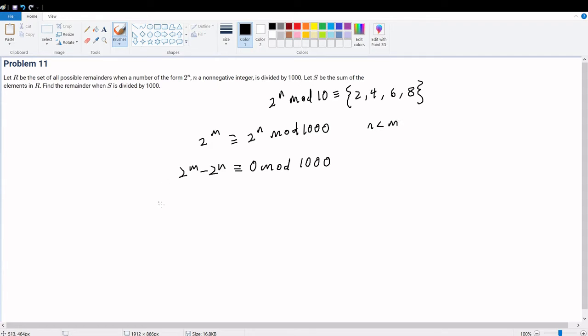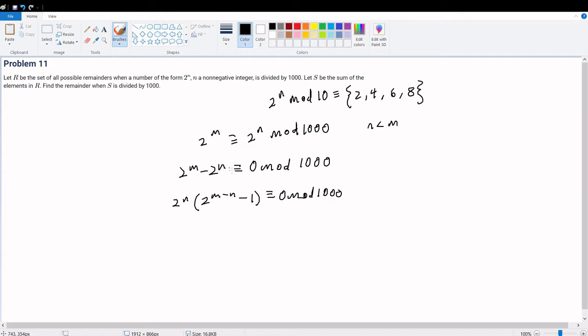is factor a 2 to the n from this expression. So this would be 2 to the n times the quantity 2 to the m minus n minus 1, which is congruent to 0 mod 1,000. And we can do this because we've assumed that n is less than m, so that means m minus n is going to be a positive integer.